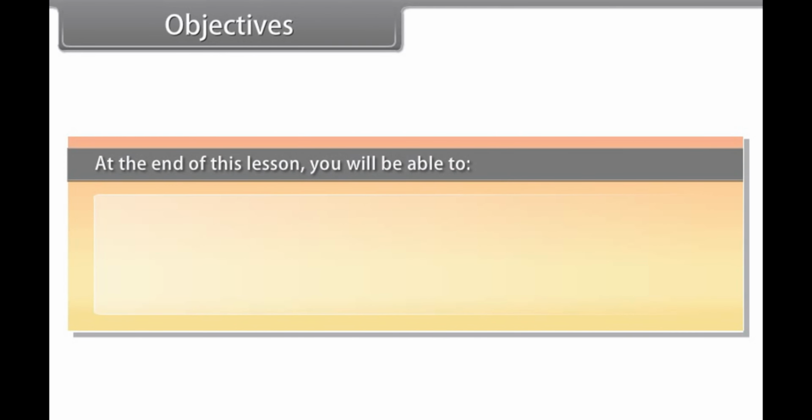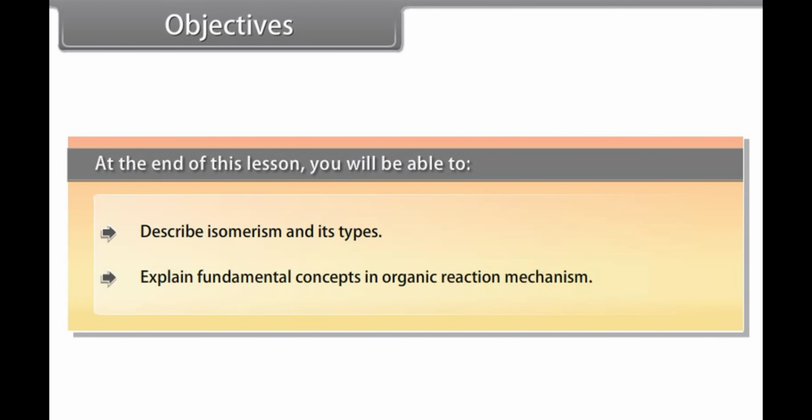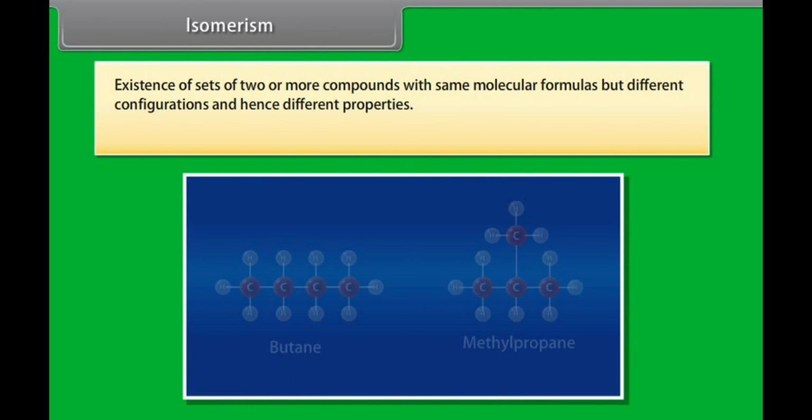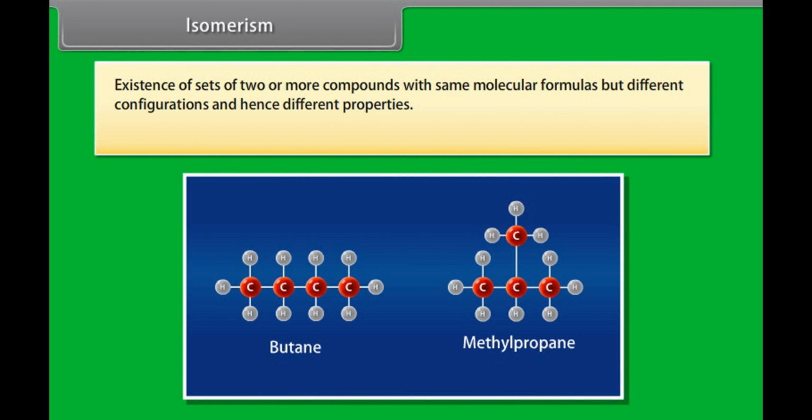At the end of this lesson, you will be able to describe isomerism and its types, explain fundamental concepts in organic reaction mechanism. Isomerism. Existence of sets of two or more compounds with same molecular formulas but different configurations and hence different properties. The compounds are called isomers.